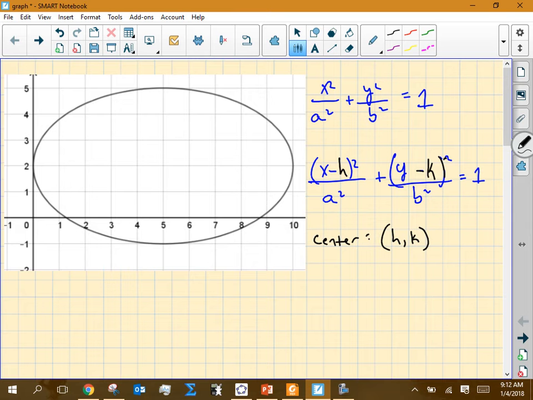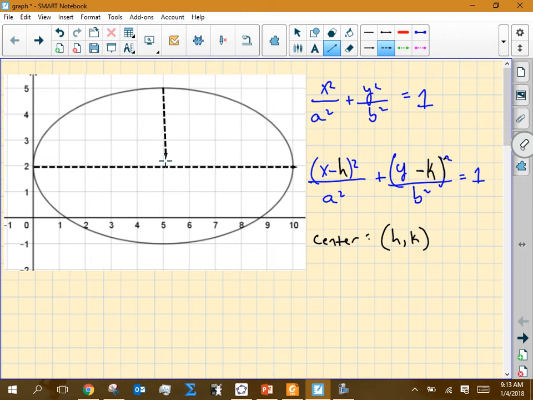So, how can we use that information to come up with the equation of this ellipse? First thing you're going to need to do, because the picture on your exam is going to look very similar to this, is find where the center is. Where do you think the center is here? 5, 2. The way to do that visually is to take what you think to be your major and minor axes and see where they cross. They cross at 5, 2. So h and k are now 5 and 2.